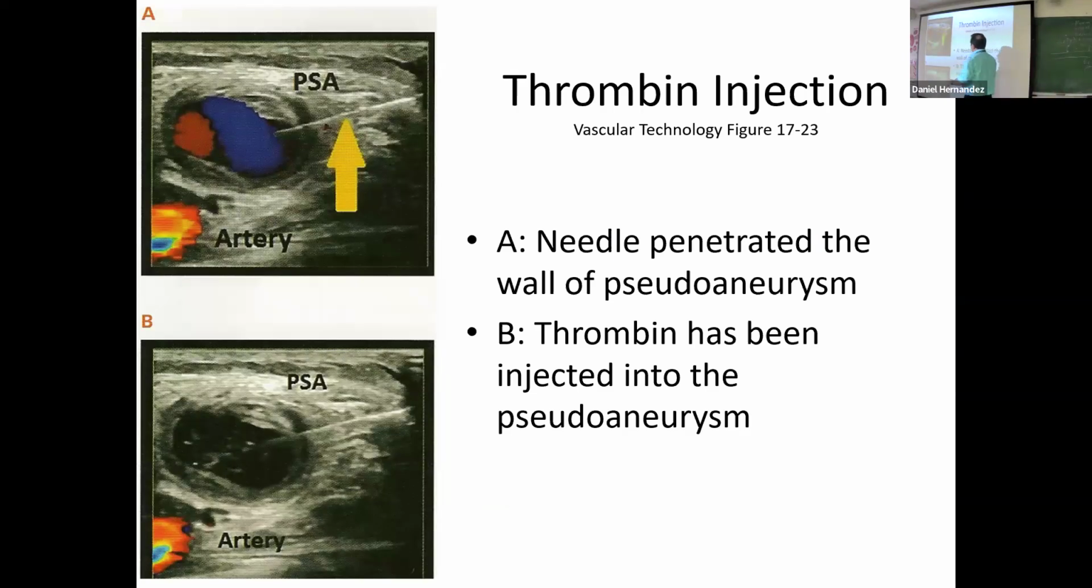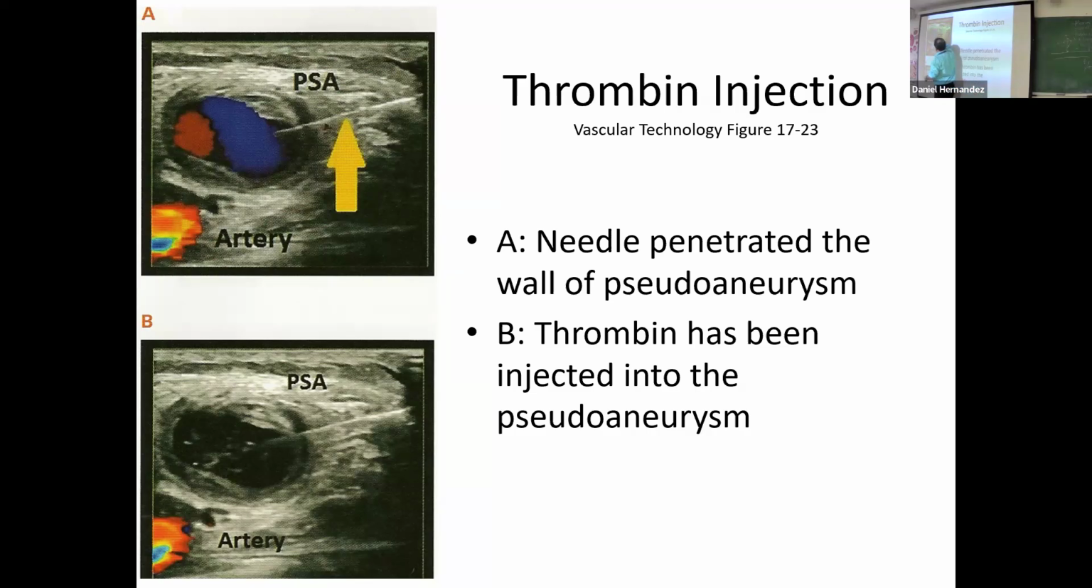So you'll start with your color on, visualize that the pseudoaneurysm is active. You'll take your color Doppler off. That'll allow for better visualization of the needle tip. And the radiologist, or the interventional radiologist, or the doctor is going to be coming in from an angle, and they're going to be inserting the needle that contains that thrombin medication directly into that pseudoaneurysm.